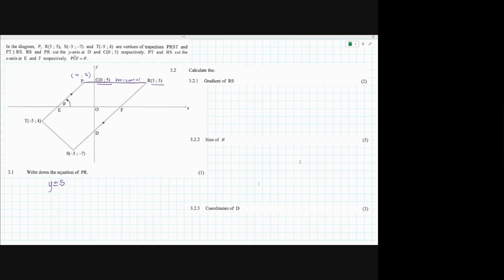So, calculate the gradient of RS. I feel pretty confident that you guys can do that. And I feel pretty confident that you guys could work out the size of theta. So I'm going to ask you to do both of those questions for me. I'll give you 5 minutes for both of them. 5 marks, 5 minutes. And then we'll have a look.